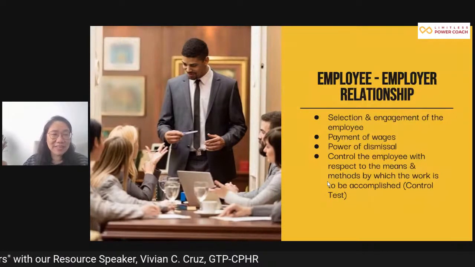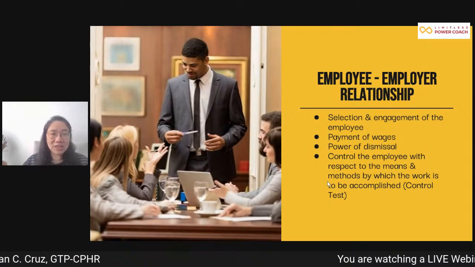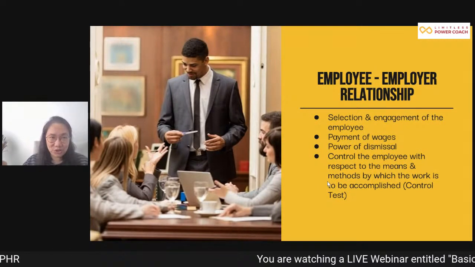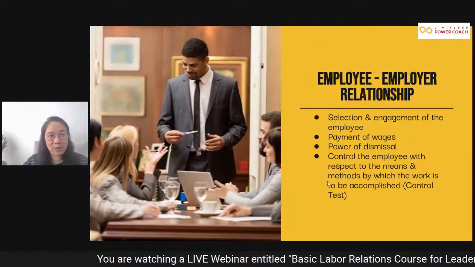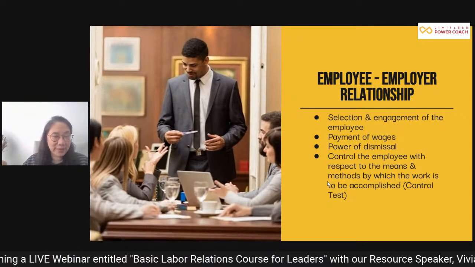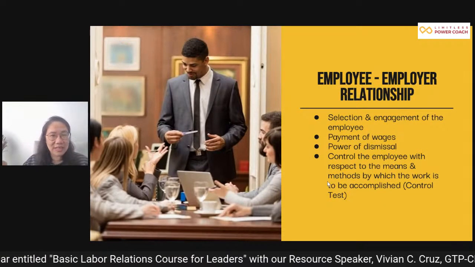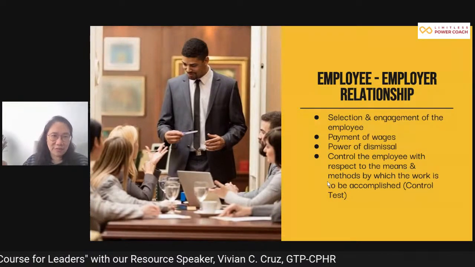And by the way, the absence of a contract does not mean that there's no employer-employee relationship. When you talk about a contract, it's about the agreement of minds. So if we agree that I will hire you as an employee of XYZ company, and you will be receiving this salary, then you are considered an employee of the said company.